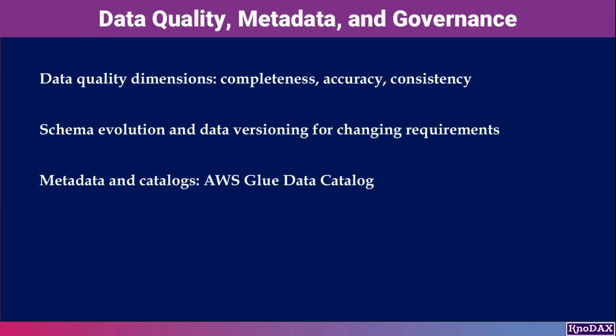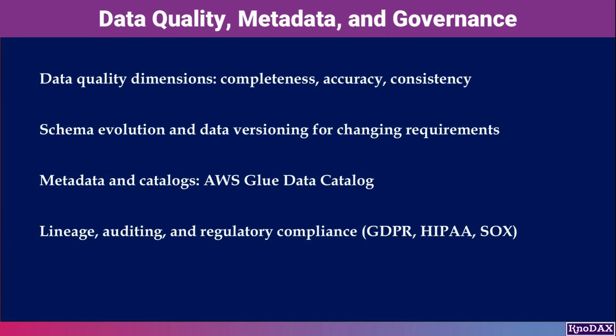To provide structure and discoverability, we rely on metadata and data catalogs. On AWS, this is typically powered by the AWS Glue Data Catalog, which tracks table definitions, schemas, partitions, and helps unify how data is referenced across services like Athena, EMR, and Redshift.